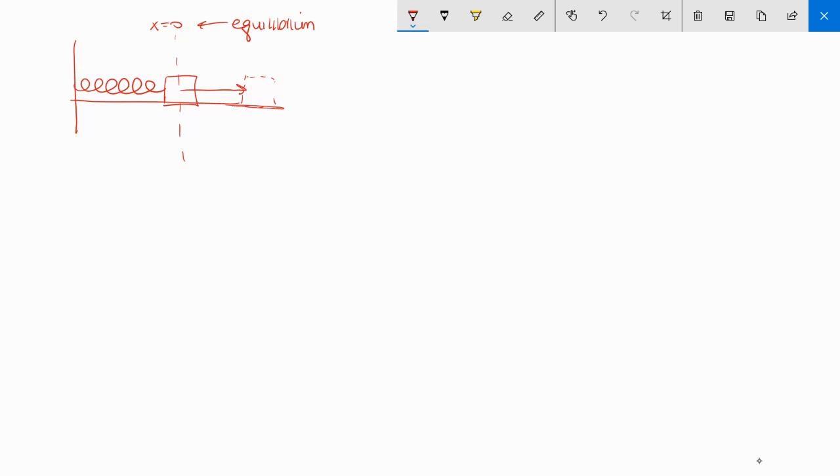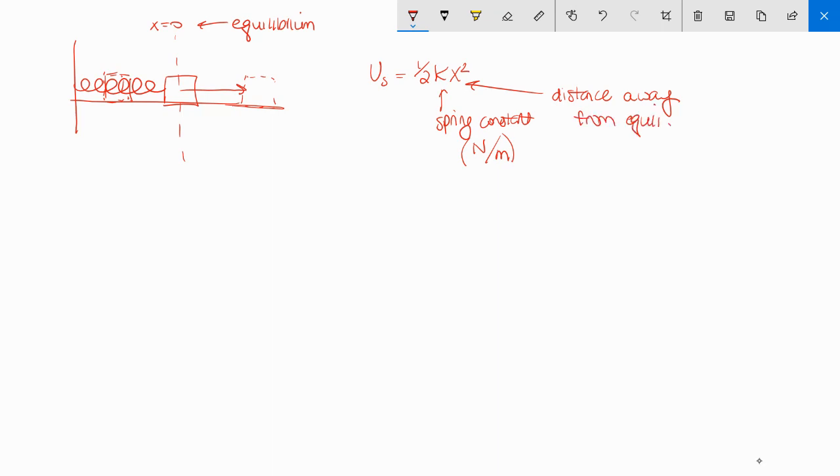If that mass was here instead and was compressing the spring, it also has some potential energy. Don't forget that potential energy is U_S equals 1/2 kx squared, where k is your spring constant. And the unit for that is newtons over meters. x is the distance away from equilibrium, and we measure that in meters. And this is your energy, which is measured in joules.